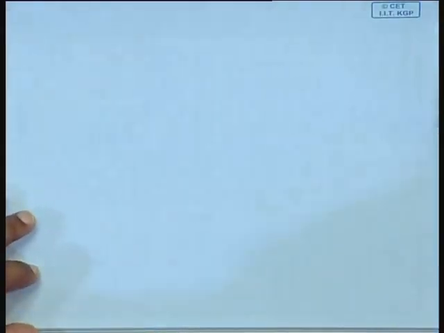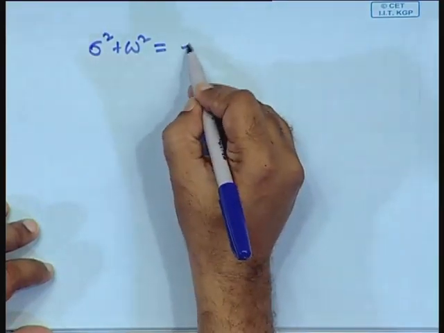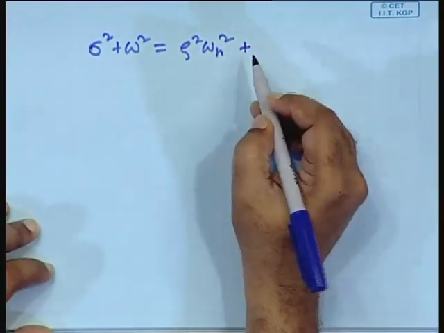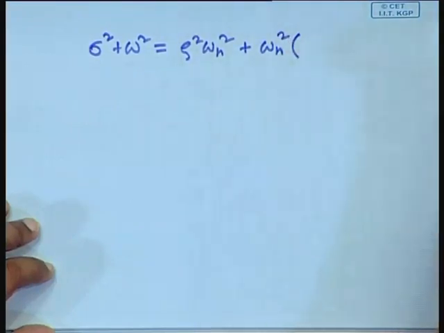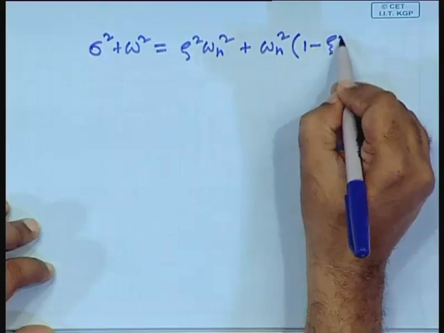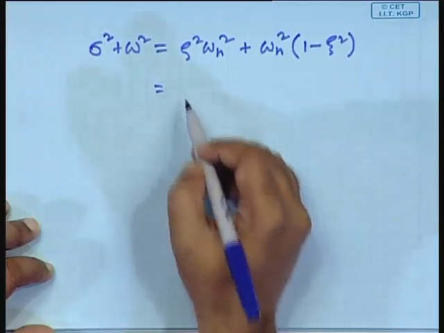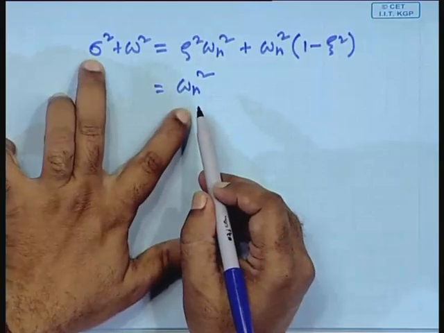Fine. Now, notice that when we chose these particular terms, they have the relation that if you write sigma square plus omega square, can you write that? What was sigma square? It was zeta square omega n square plus omega n square into 1 minus zeta square. This comes to omega n square. So, this is another reason why we do it this way.